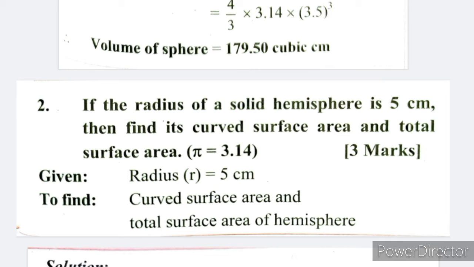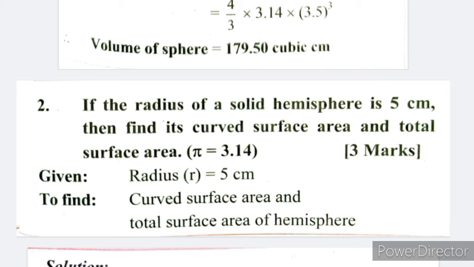If the radius of a solid hemisphere is 5 centimeter, then find its curved surface area and total surface area. We have been told specifically that we have to take pi as 3.14. Here the radius is given as 5 centimeter for a solid hemisphere, and we know the formula for the total surface area of a solid hemisphere, so we will just use that one.